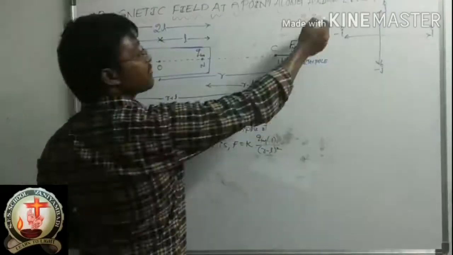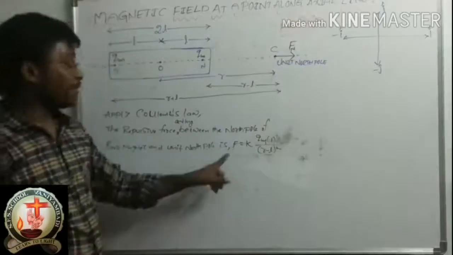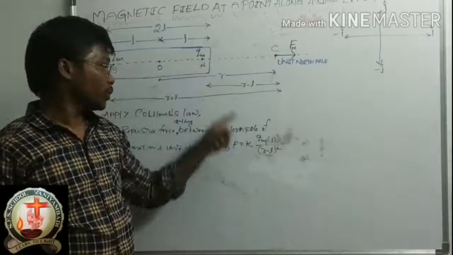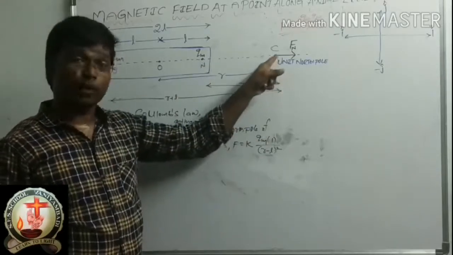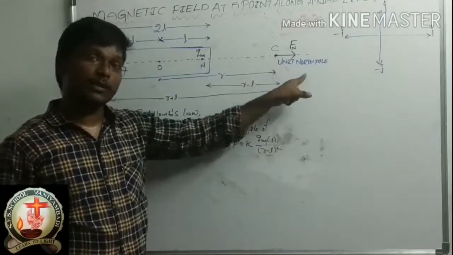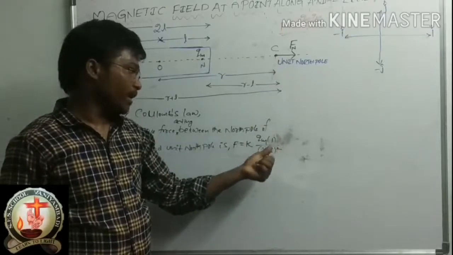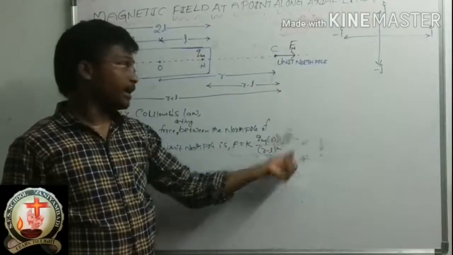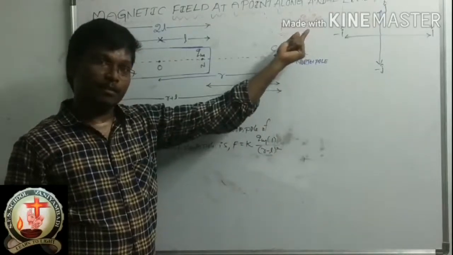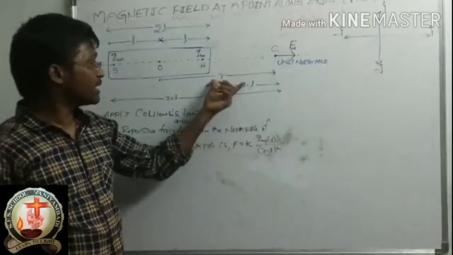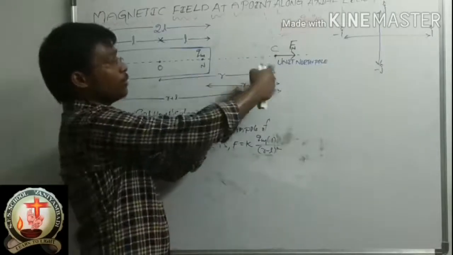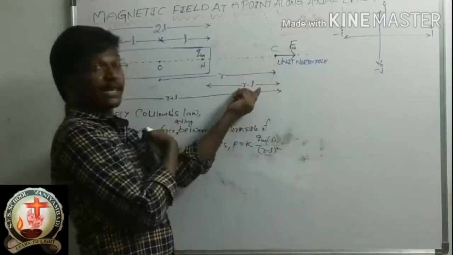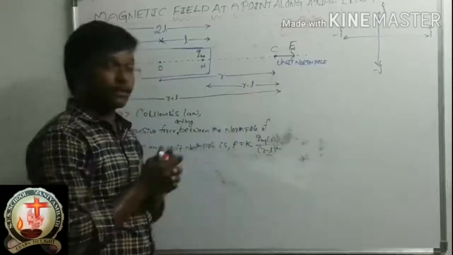Same as this formula, I wrote here F is equal to K, Qm, the north pole strength. Here what is the pole strength? 1, because this is the unit north pole. So 1 by, in the place of R square, here what did I write? R minus L whole square. Here R means the distance between the two poles. So here what is the distance? R minus L, from the north pole to the point C. North pole to unit north pole, how much distance? R minus L. Okay, so I substitute.